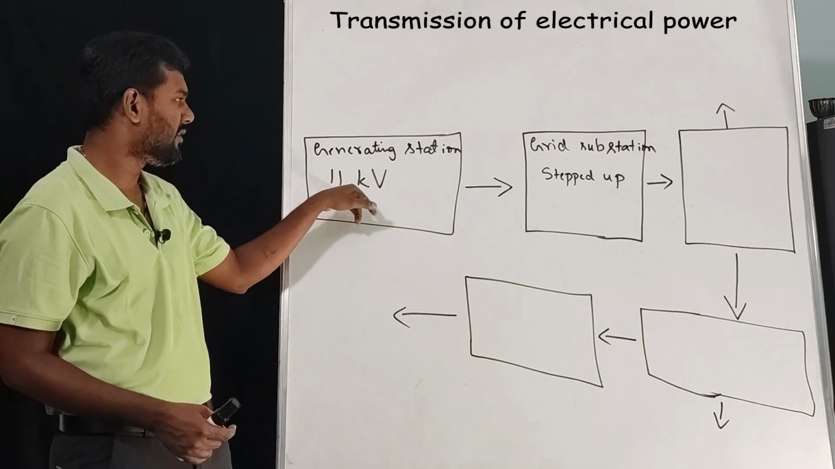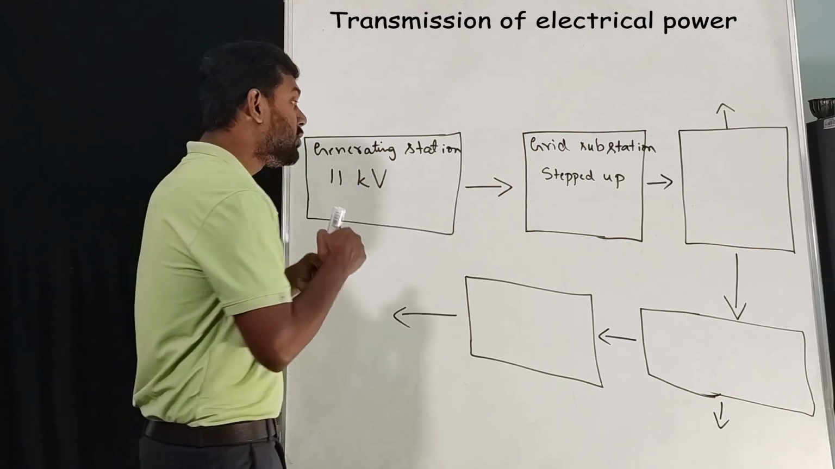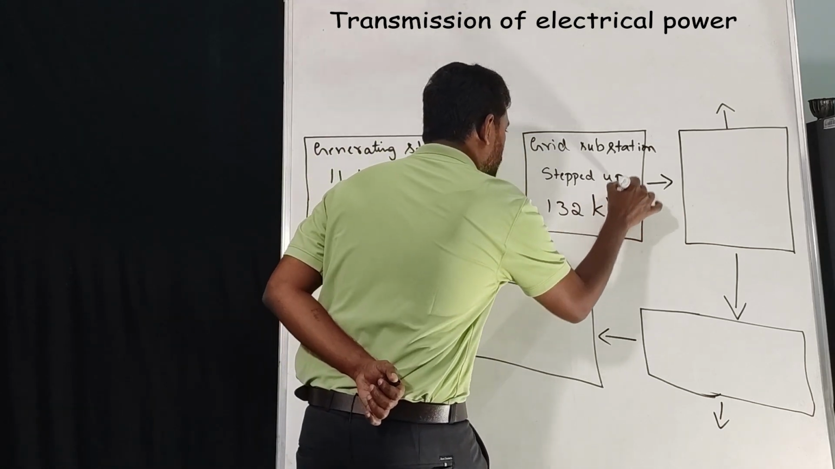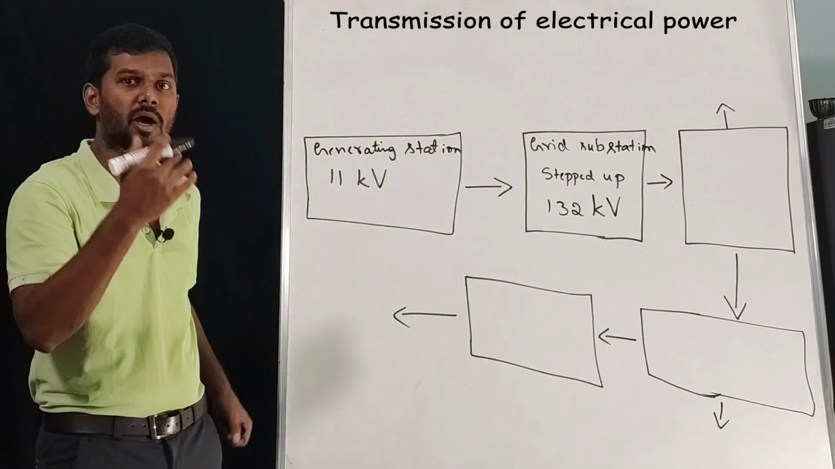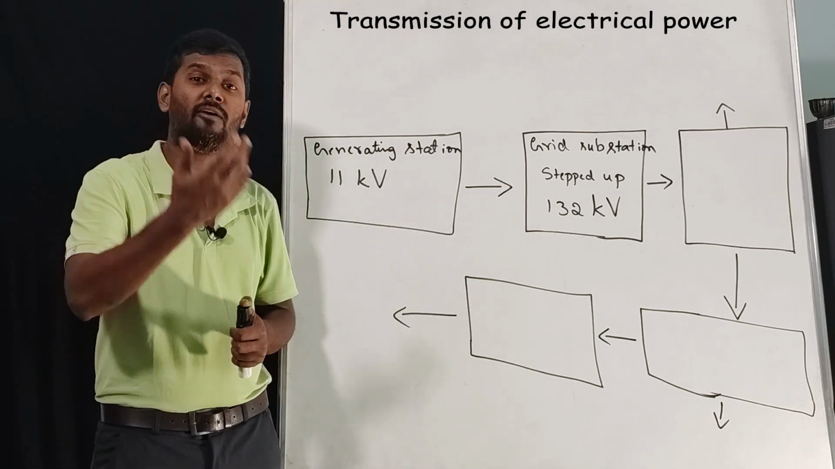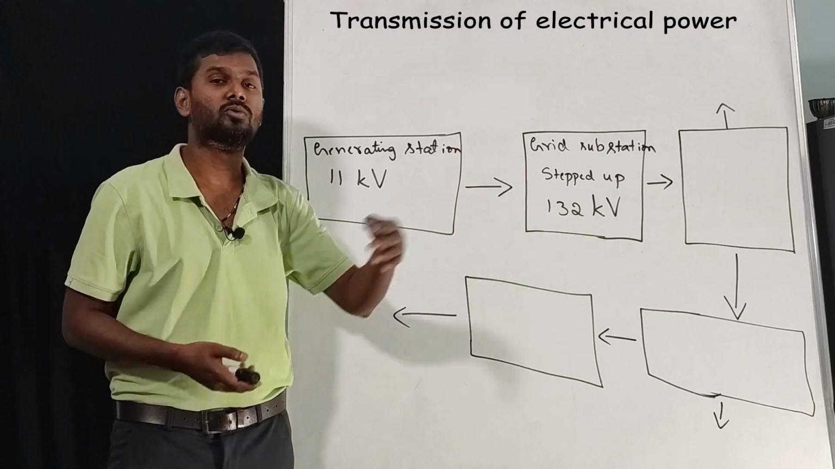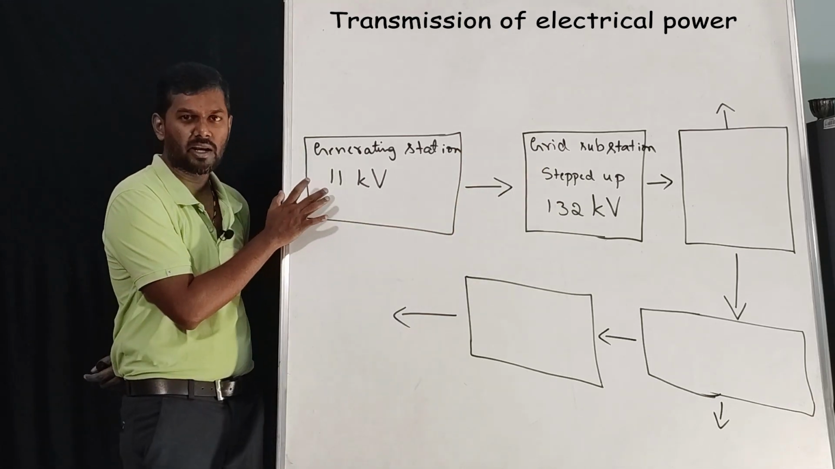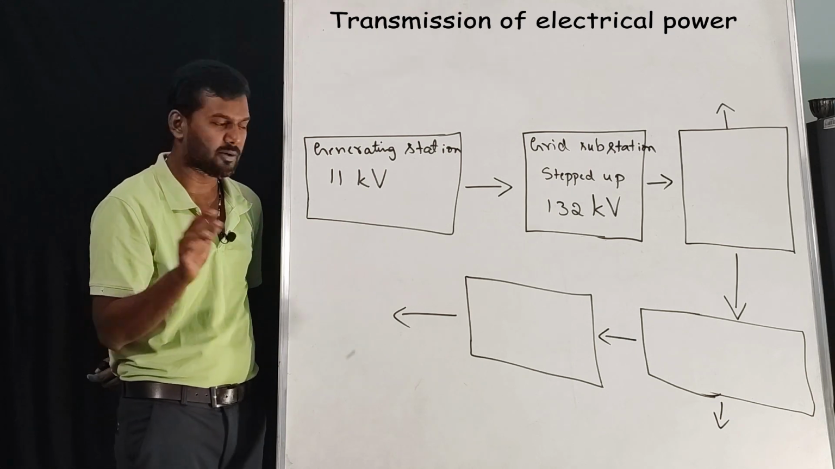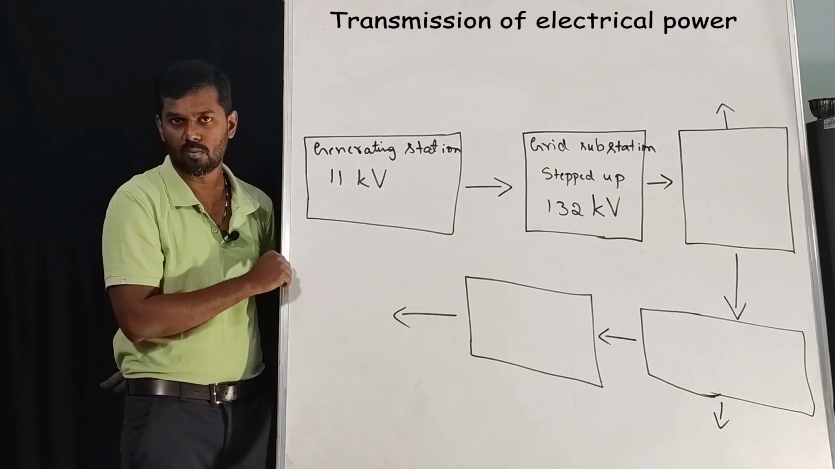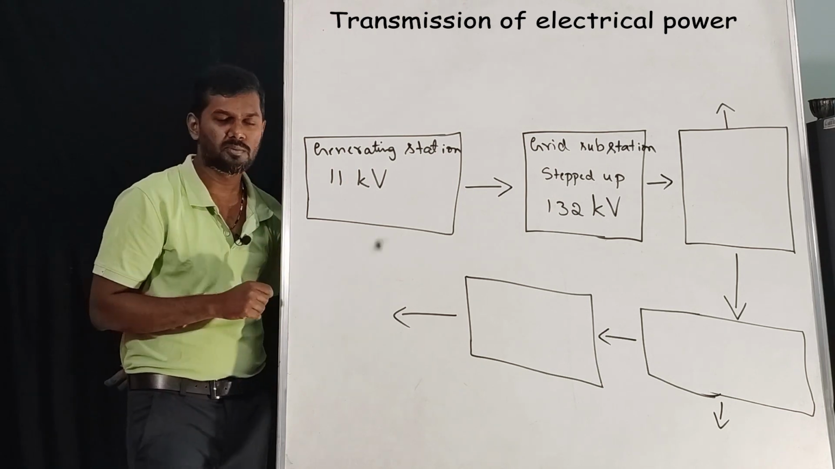Now from 11 kV to 132 kilovolts, it is stepped up. We don't require 132 kilovolts, but why do we have to step up to 132 kilovolts? Very simple. Listen, I told you we cannot generate more than 11 kV. Why? Because it will cause an insulation problem.